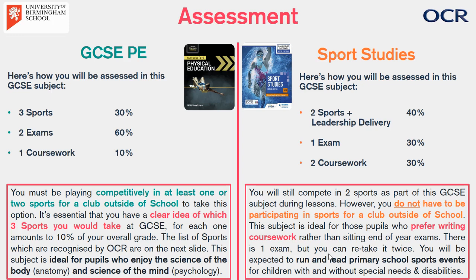On the other flip side, we've got sport studies, and you'll be assessed via 2 sports, so 1 team, 1 individual, and your delivery of leadership across multiple sporting events. That will amount to 40% of your overall grade. 1 exam, which was what I was speaking about in the last slide, and you've got 2 coursework pieces. One of the coursework pieces is the media. The other part of the coursework is looking at your sports performance and your analysis of yourself. So overall, it weights quite evenly across sports studies, whereas GCSE PE is very heavily theoretical with a 60-40 split.